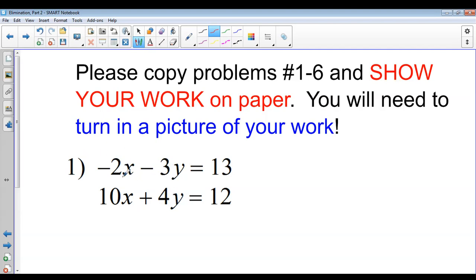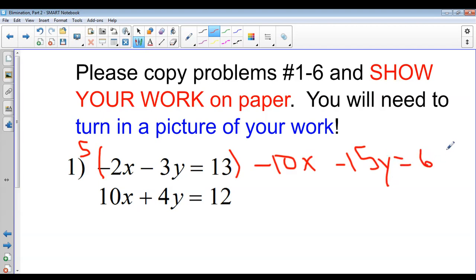But if you look at the x's, these are easier to make opposites, right? What do you have to multiply the top row by to make this into a negative 10? Well, I hope you're saying 5. And I totally agree with you. Okay, so now if you're confused by writing it underneath, you could always write it side by side. I'll do that here just to show you that you can. Multiply everything by 5, so you're going to get negative 10x minus 15y equals, let's see, 65.